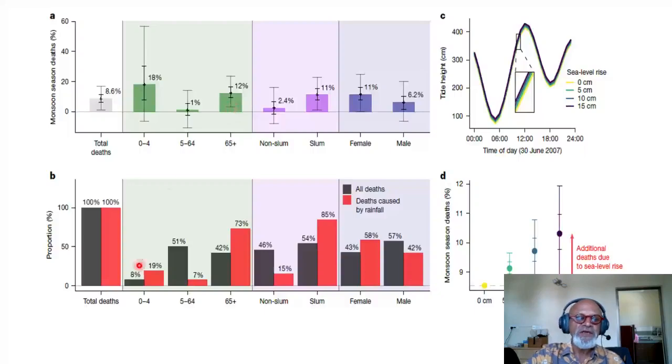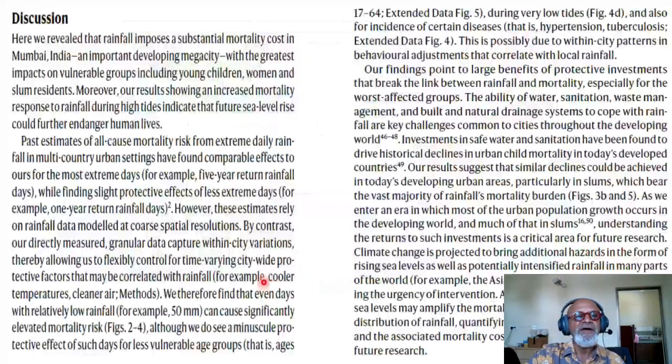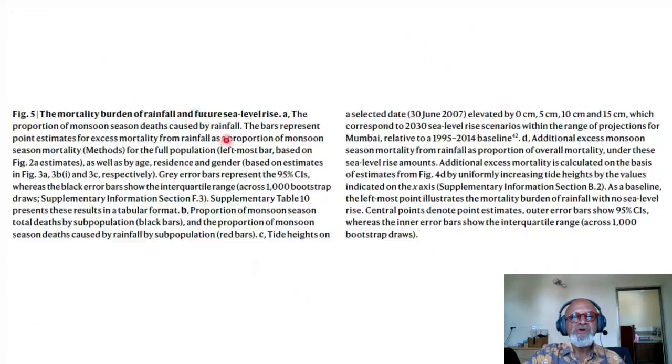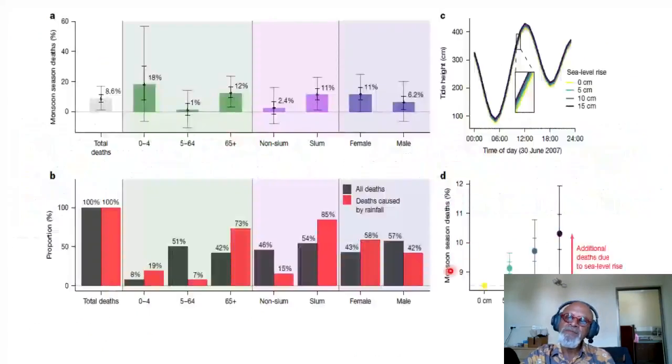If you look at the same thing, let's read the mortality burden, rainfall, and future sea level rise. So it's looking at monsoon season deaths and additional deaths due to sea level rise. So here is time of day for June 2007 and tide height. With sea level rise, depending on which tide phase, high tide, low tide, and so on, you can get different numbers.